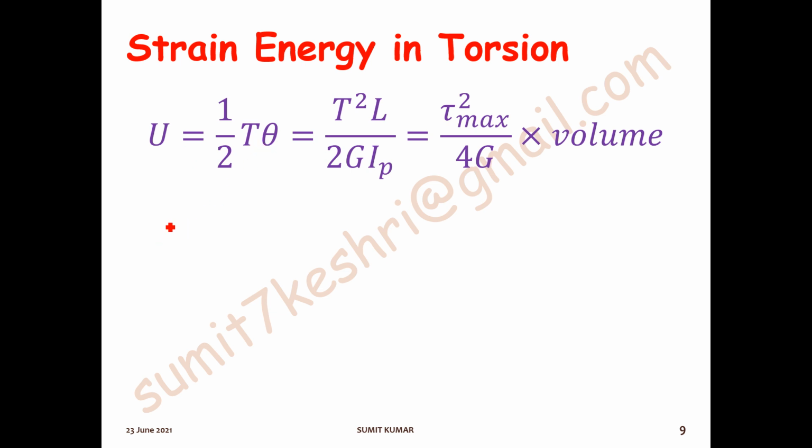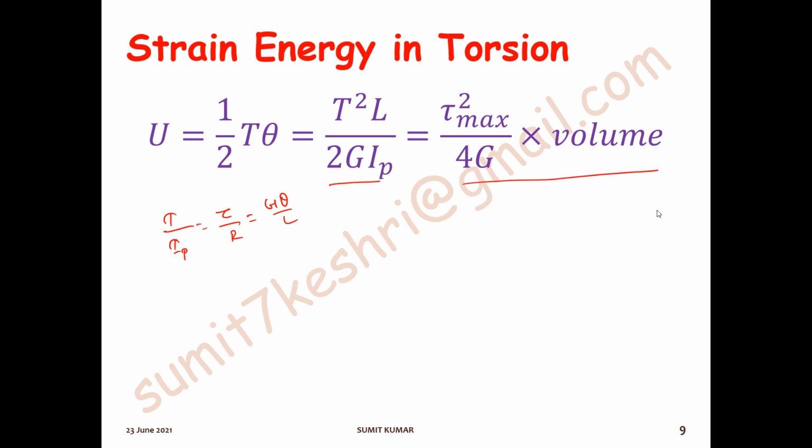If you apply this equation, T by IP is equal to tau by R, which is equal to G theta by L. By using this, you can write half T theta equal to T square L by 2G into IP. You can also write this equation as tau square max by 4G into volume. Just apply this formula here and you will get these two formulas.